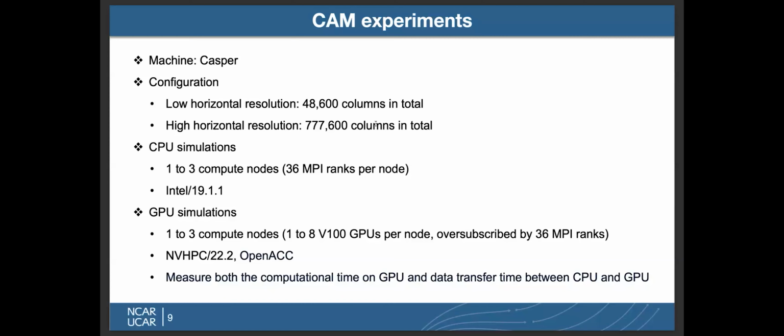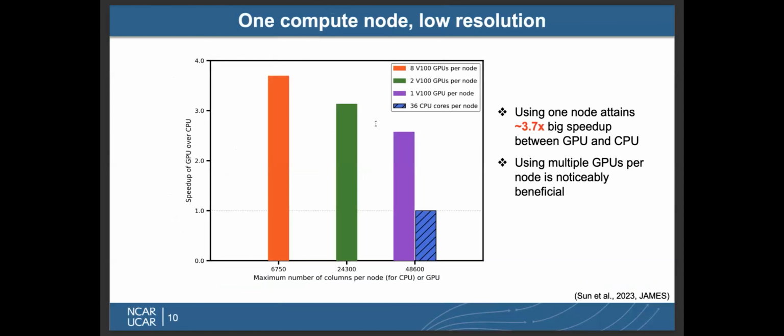And in this case, we will scale the simulation from 1 compute node to 3 compute nodes. For the GPU simulation, we do the same thing, and we will oversubscribe the GPUs by up to 36 MPI ranks per node. We use NVIDIA's compiler, and we only show the OpenACC result in this case. And when we do the performance comparison, I will include both computational time and the data transfer time between CPU and GPU.